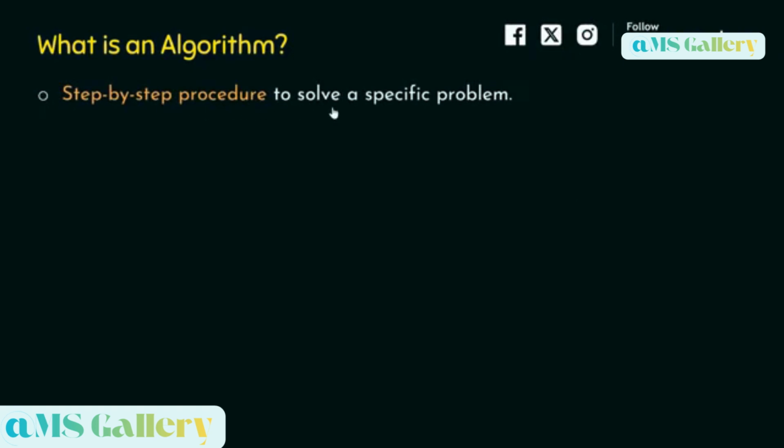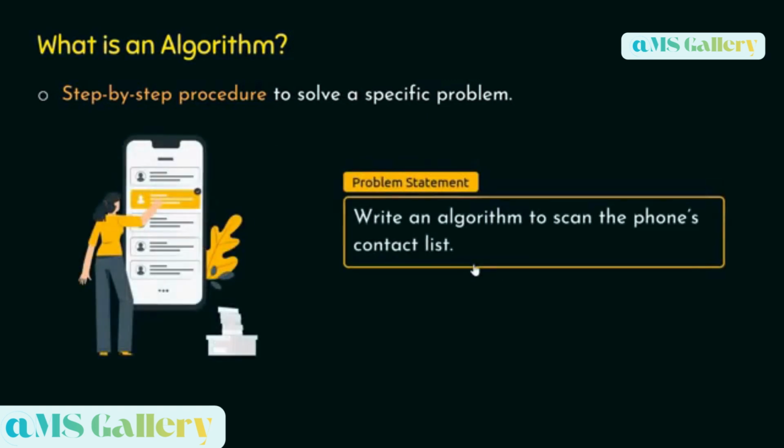So what is an algorithm? An algorithm is a step-by-step procedure to solve a specific problem. Through an algorithm, we can solve a specific problem in hand. In order to understand this properly, let's take one example. Let's say that we have this problem.